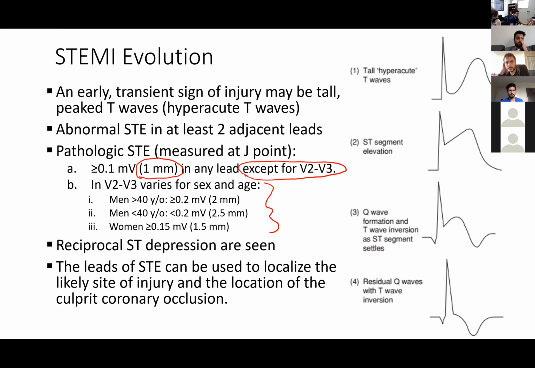If you remember that first EKG that I showed you, that guy with 28 years old had some ST elevation in V2 and V3, but it was way less than 2.5 millimeters. So that's why I didn't mention it as something wrong, because that's actually normal. In men less than 40 years old, it's 2.5 millimeters, and in men more than 40 years old, 2 millimeters.